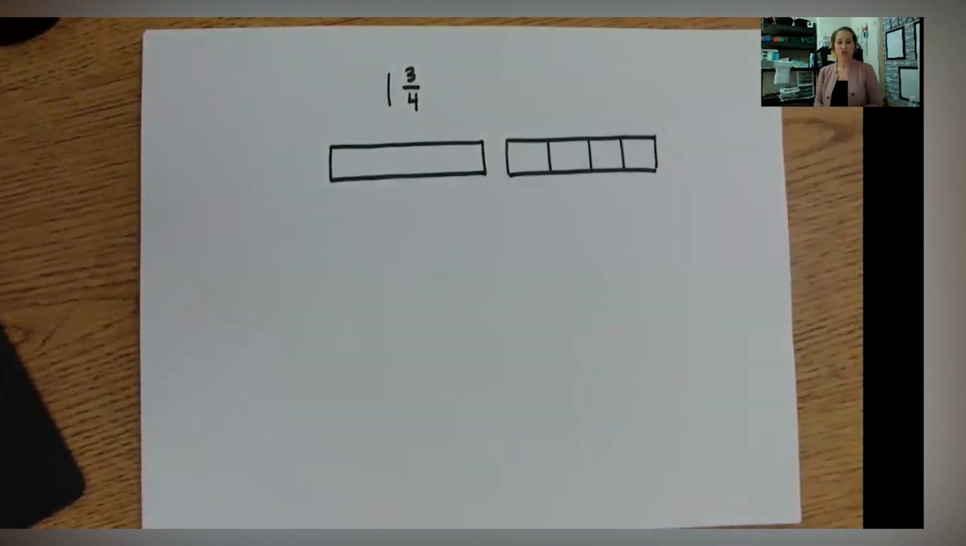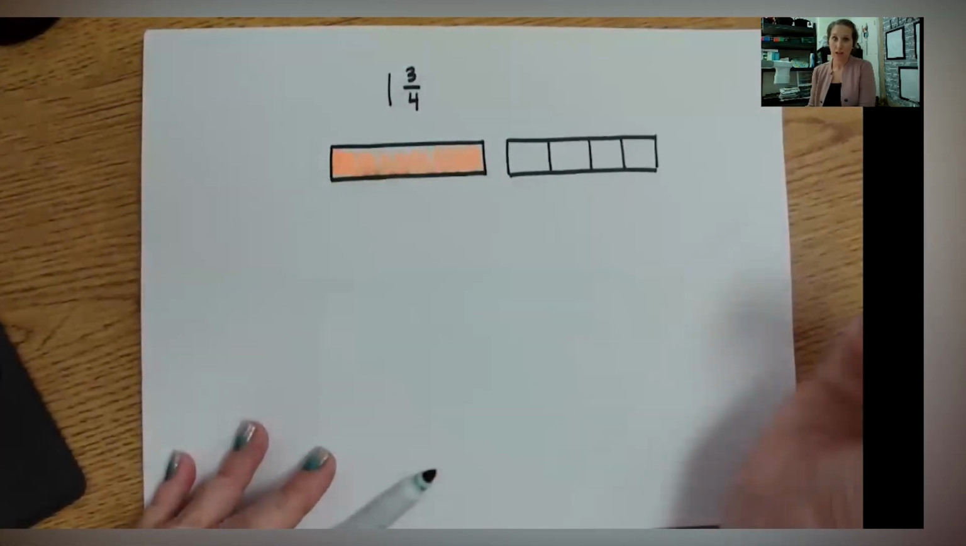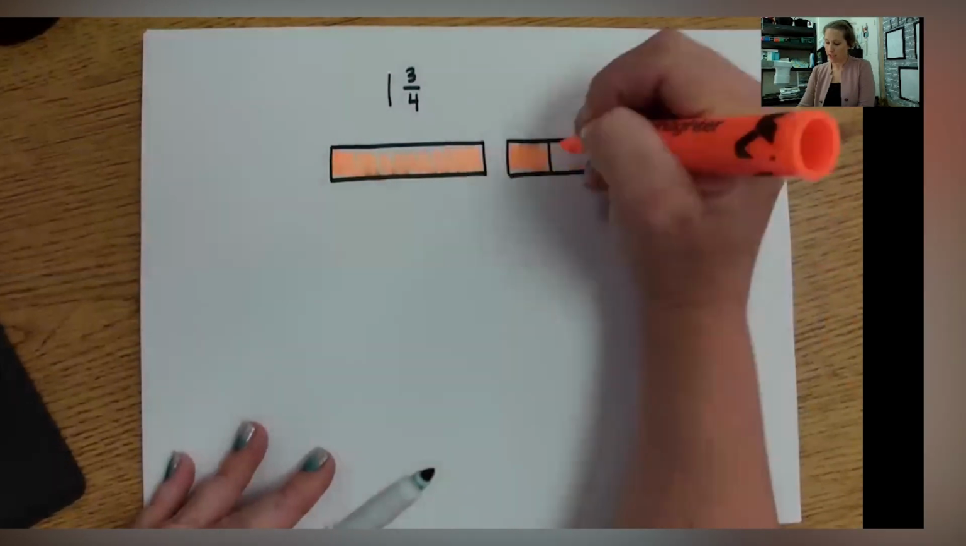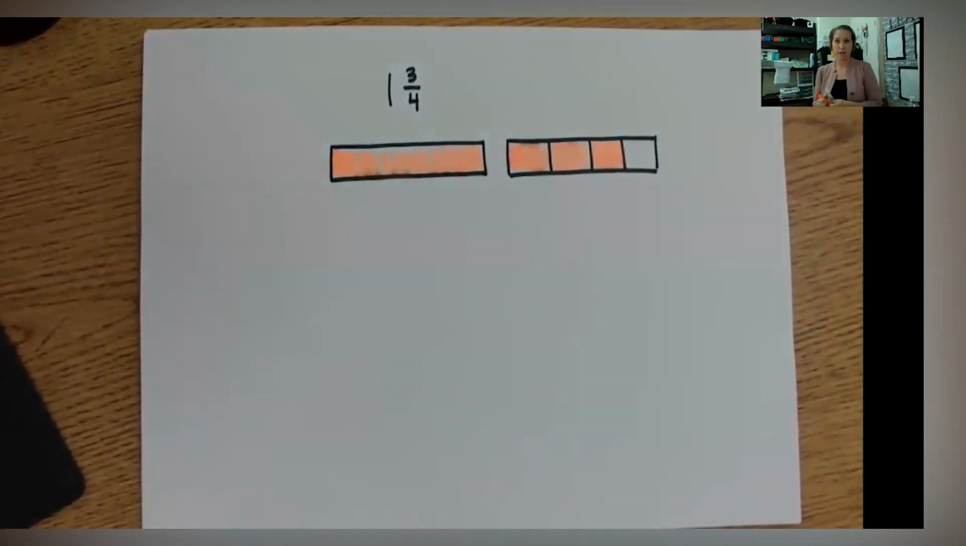Now, what would I need to shade in to represent 1 3/4? I need to shade in the whole 1 and 3 out of the 4. Make sure your model looks like this.